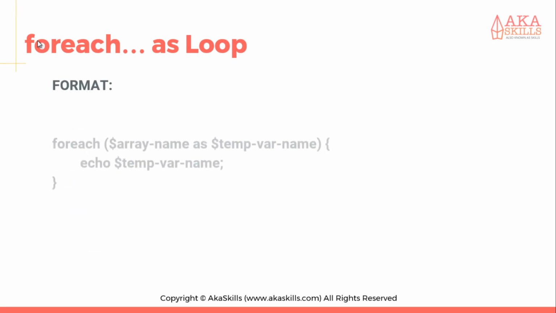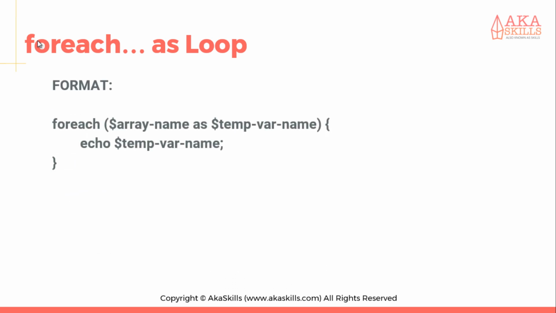If it is an index array, it will look something like this. You say foreach, that is the keyword, followed by parentheses. Then you input within the parentheses your array name, then the keyword as, and then the temporary variable name. You are going to choose a variable name temporarily. So it is this temporary variable name that is going to be assigned to all the values within the array. Then you can choose whatever you want to do with the temporary variable name within the curly brackets.